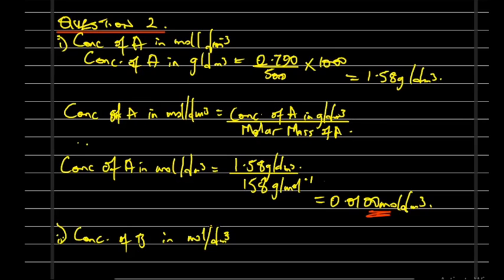So we are using something similar to that, but this time around we'll be going through this. We are using CAVA over CBVB equals NA over NB. That is the formula we'll be using. So let's go ahead with question 2. Let me just write it again: CAVA over CBVB equals NA over NB.